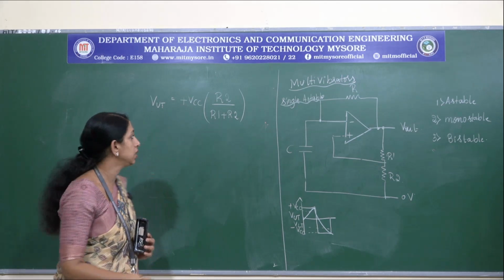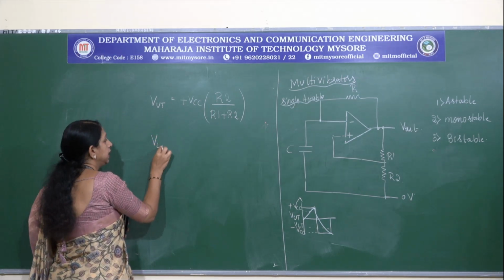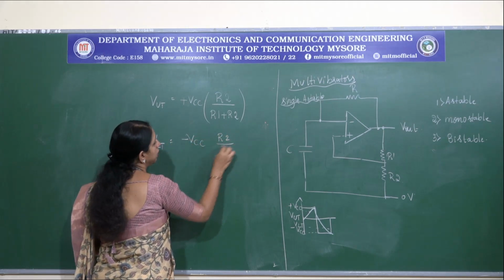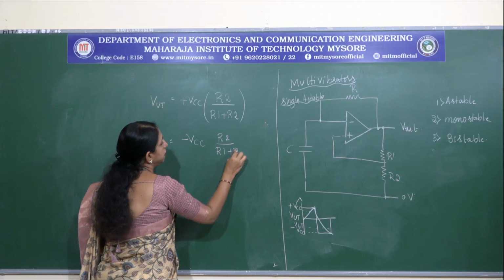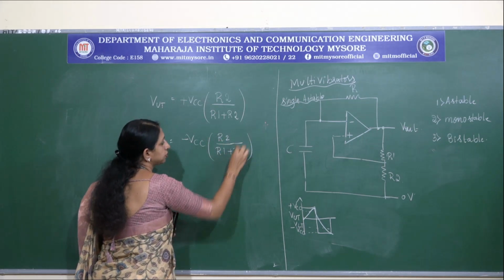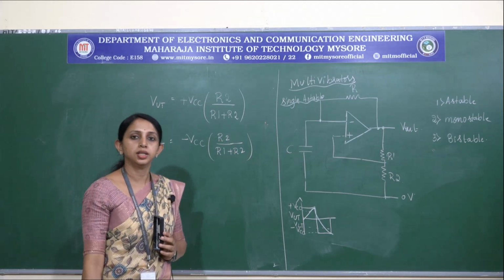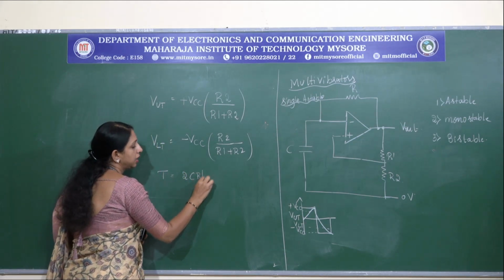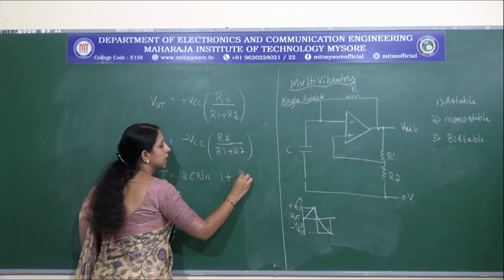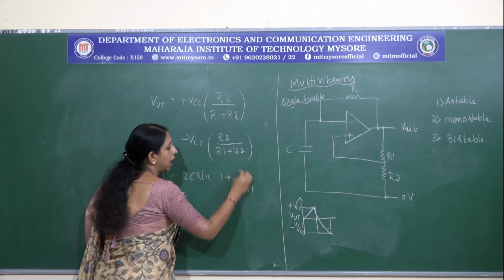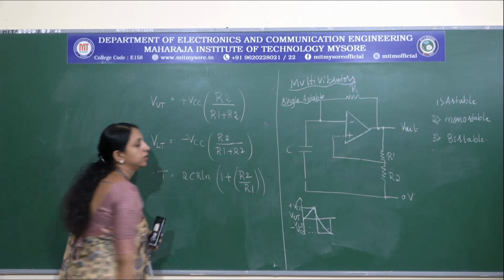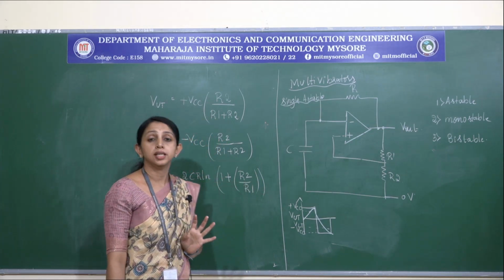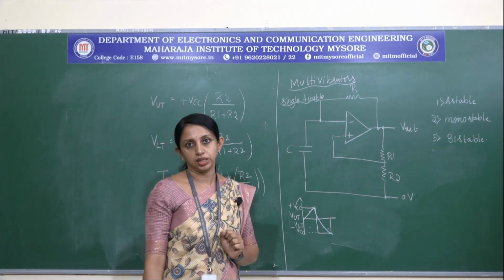Coming to the lower threshold value, VLT is equal to minus VCC R2 divided by R1 plus R2. And the time period is given by T equal to 2CR natural log of 1 plus R2 divided by R1. So these are the equations you need to remember in the case of the astable multivibrator.